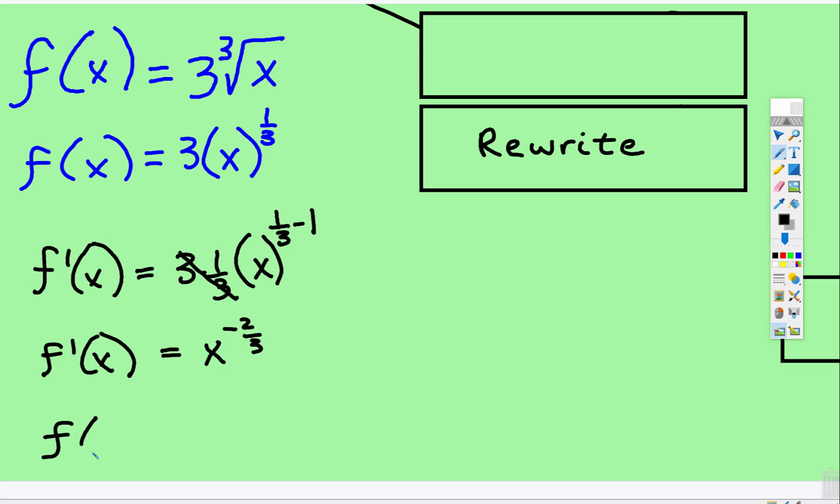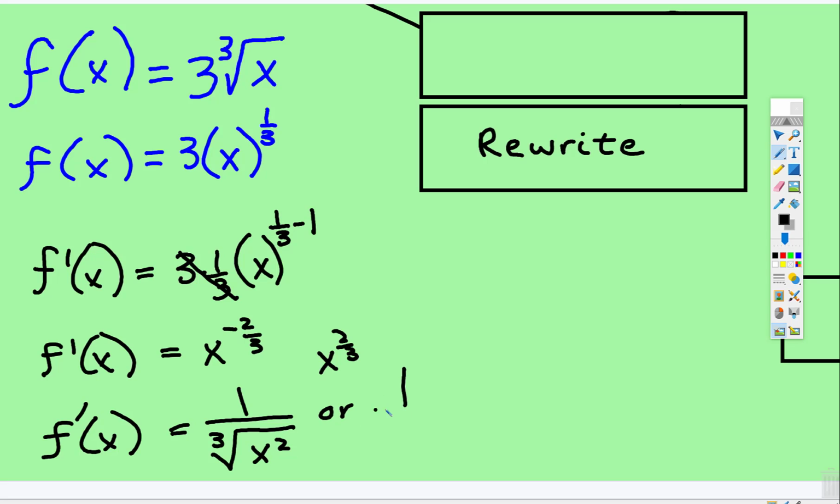And then you're going to go ahead and rewrite it to be 1 over x to the 2/3, or this is now going to be the cube root of x squared. So that means the same as this. So either form. So let's try another one.